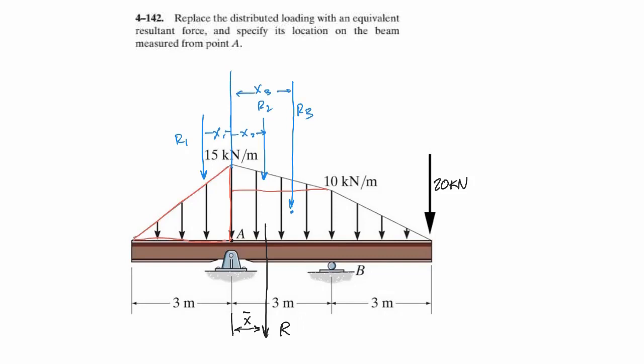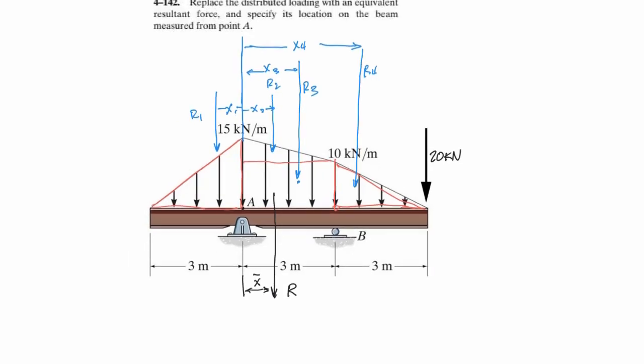And then the last part over here is this triangle area. We'll call this R4, and the centroid distance to that one, x4. I'm hoping that you see all of those distances and all of the resultants. Let's go ahead and figure out what those resultants and what those x's are.